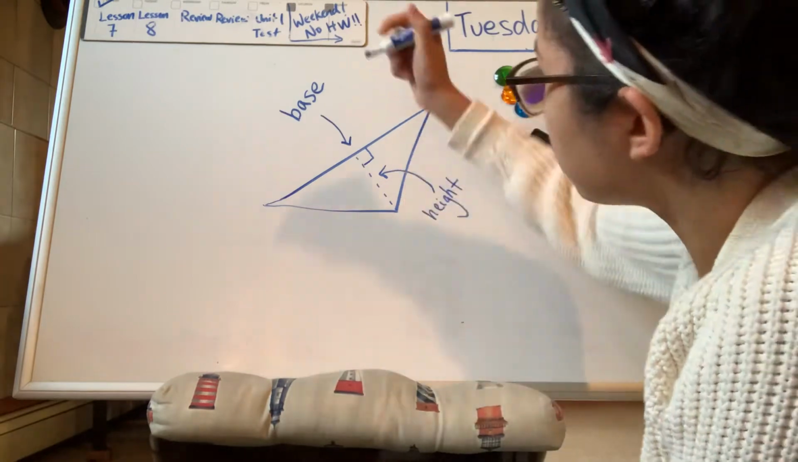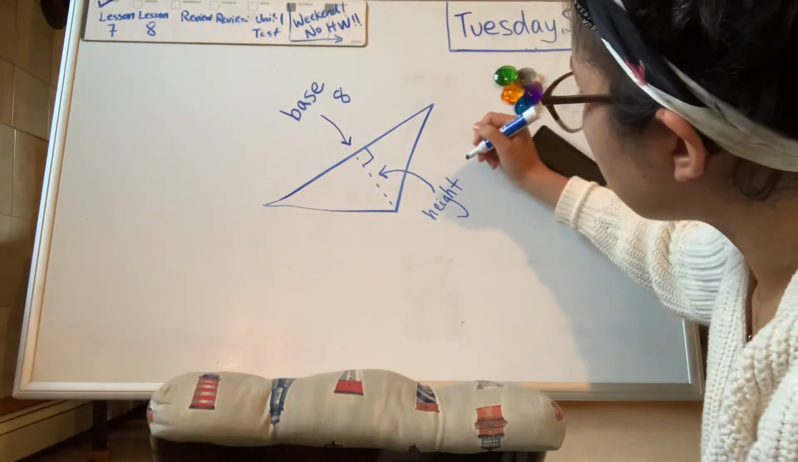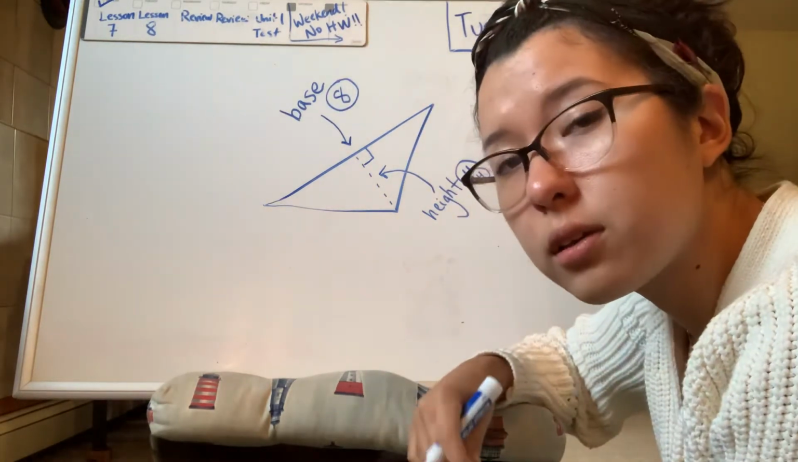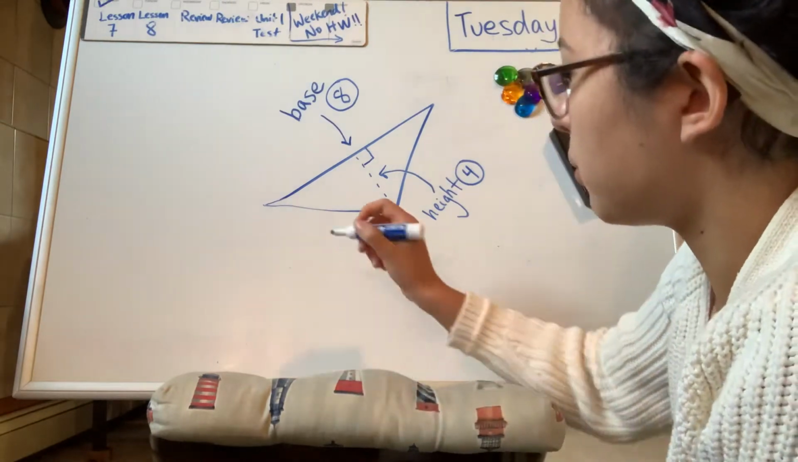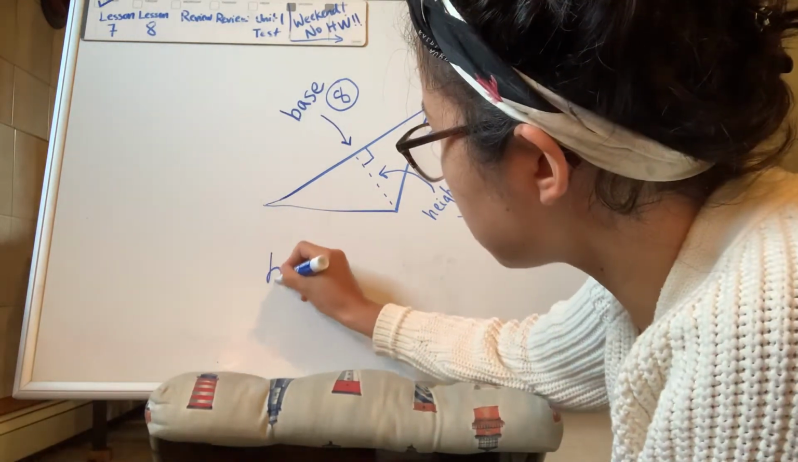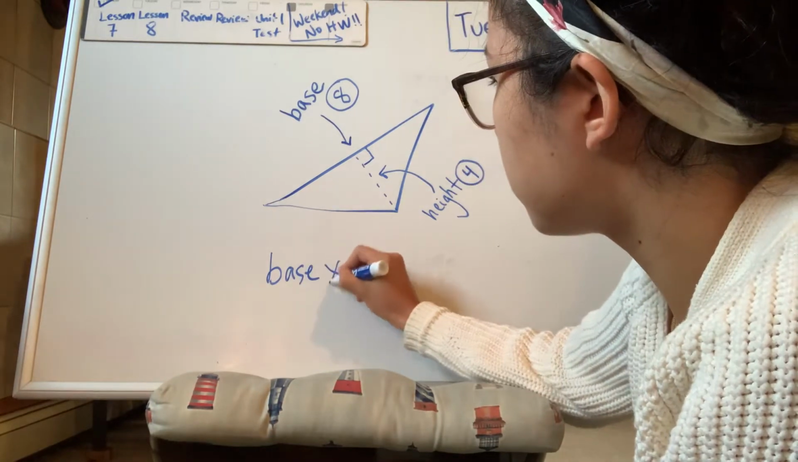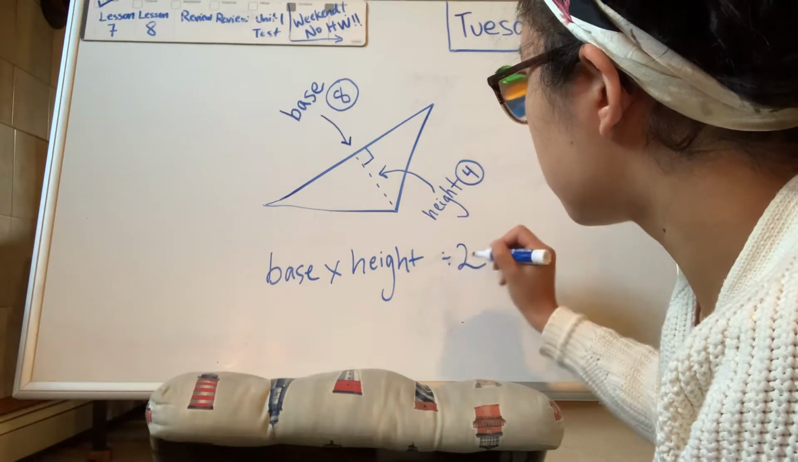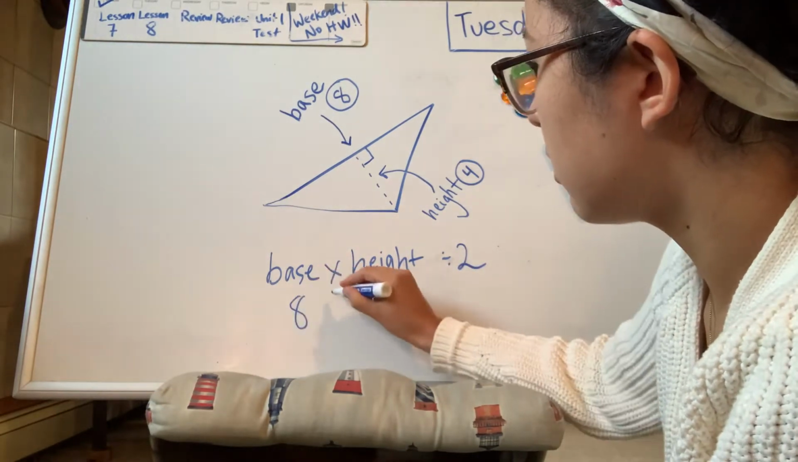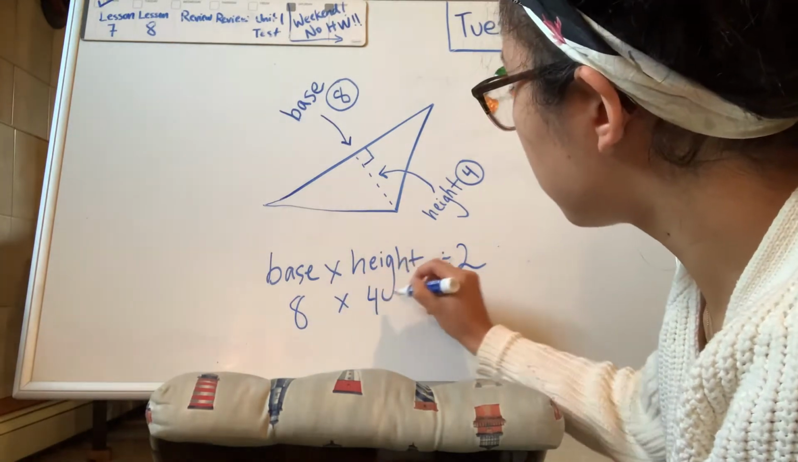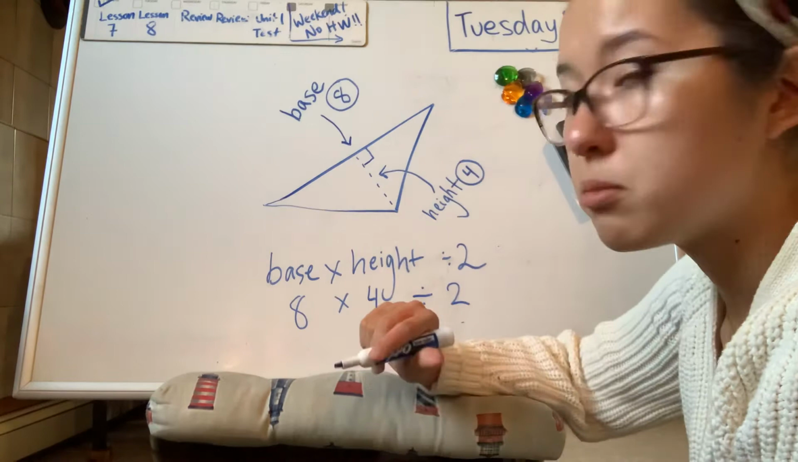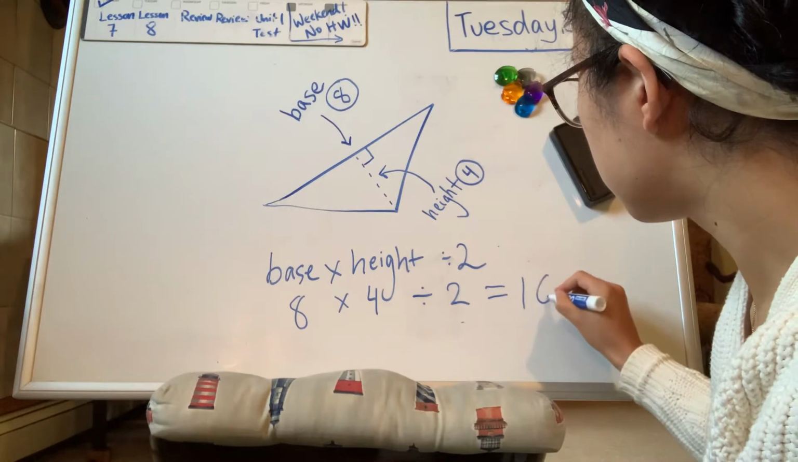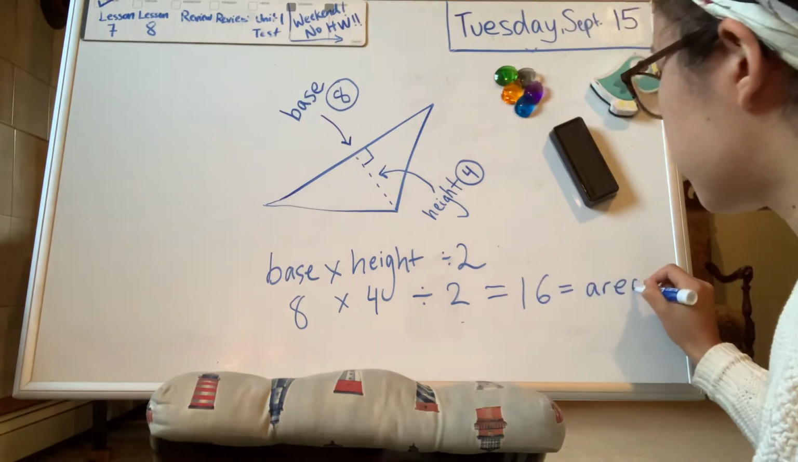Now, let's say this base is equal to 8 and this height is equal to 4. How would we calculate the area of the triangle? Now we know the area of the triangle formula is base times height, then divided by 2. So let's plug in our values. Base is 8 times height, that's 4, divided by 2. 8 times 4 is 32, divided by 2, that'll equal 16. So this is equal to our area for the triangle.